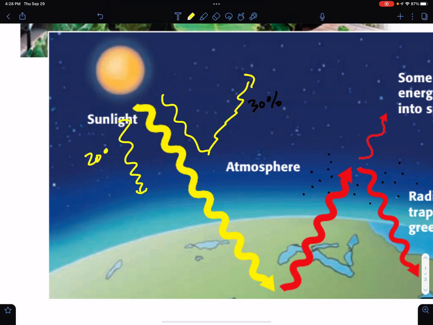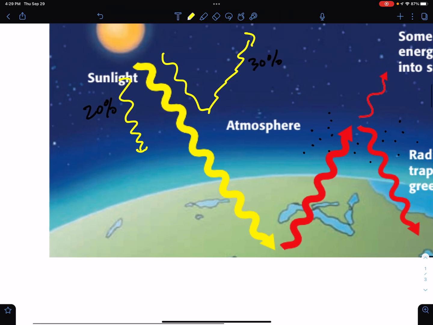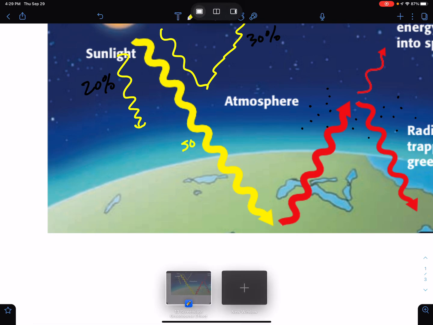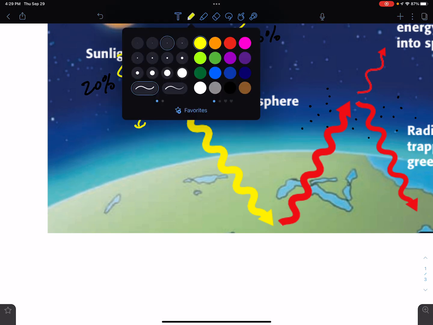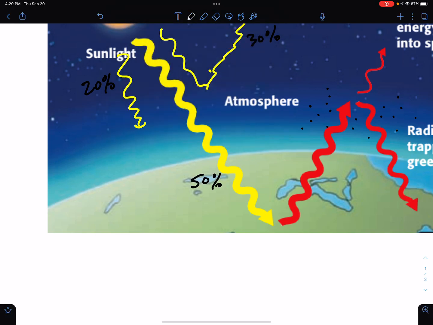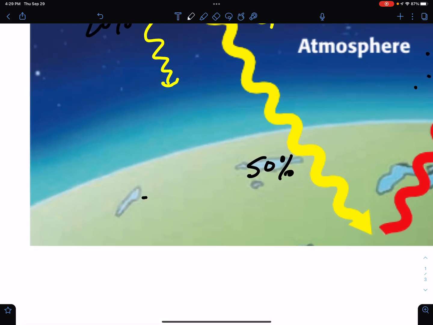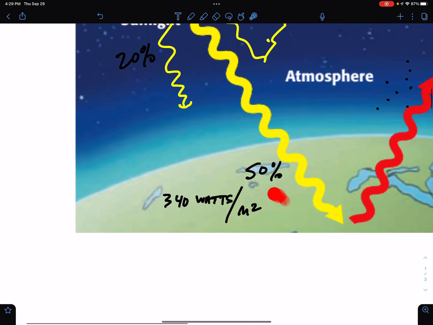20% is absorbed by the atmosphere itself, and 50% of the light that hits the atmosphere passes through the atmosphere and hits the Earth itself. It comes out to about 340 watts per meter squared of energy. Light energy is striking the Earth all the time.